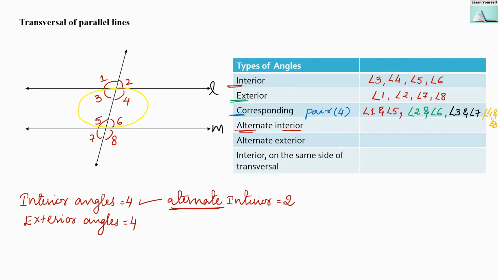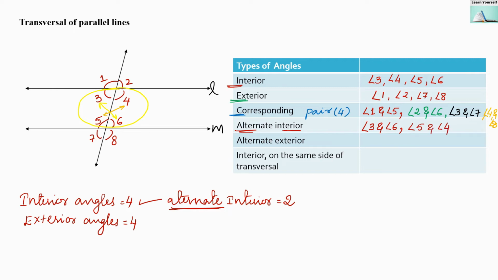Angles 3, 4, 5 and 6 are interior angles. Now, what are the alternate ones from this? Angle 3 and angle 6 is the first pair of alternate interior angles. In the same way, the second pair of alternate interior angles is angle 5 and angle 4.